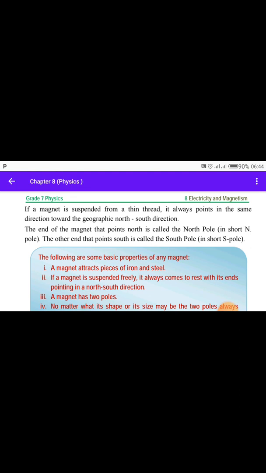So the end of the magnet that points north is called the north pole, or north-seeking pole. The other end that points south is the south pole.